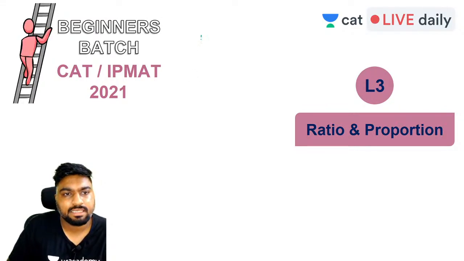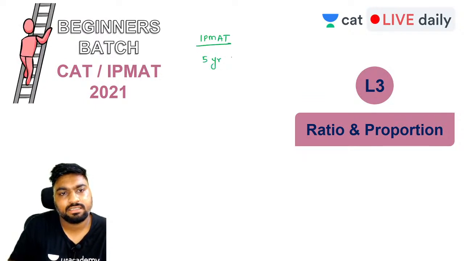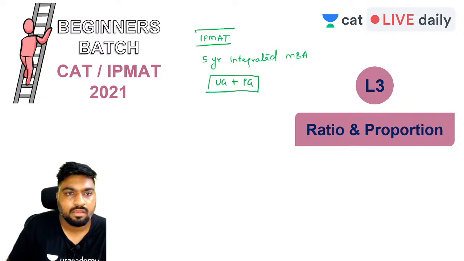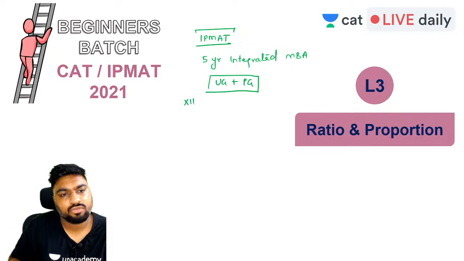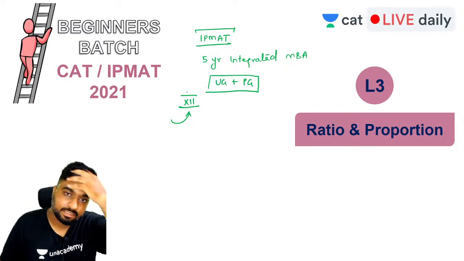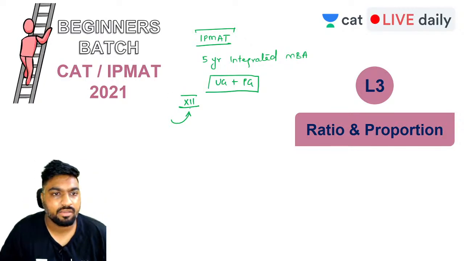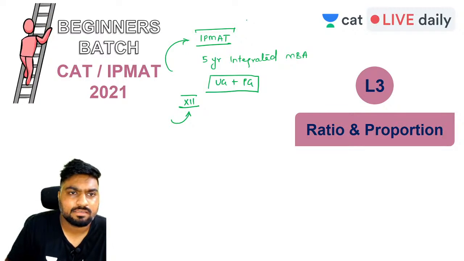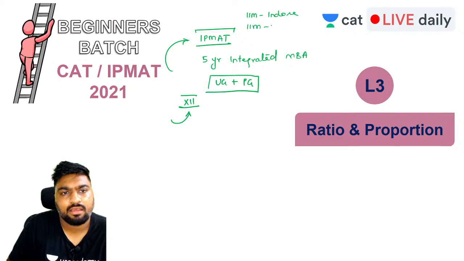Rishi, what is IPMAT? See, IPMAT is for a course that is a 5-year integrated MBA. That is, your UG and your PG gets covered in this entire program. This is something that you do after your 12th, or after your Inter, as many states call it. After your 12th standard or after your Inter you do this. It is accepted in IIM Indore and IIM Rohtak.